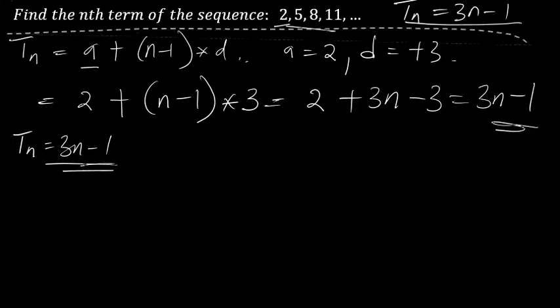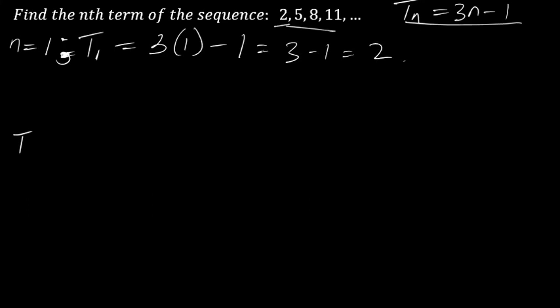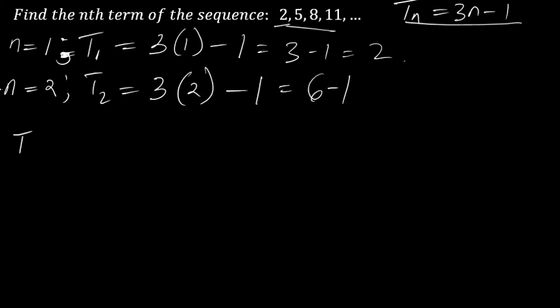Now let's delete the whole of this. Let's verify the nth term. For n equal to 1, which is the first one, the first term is 2. So t subscript 1 will be 3 times 1 minus 1, which is 3 minus 1, which is 2. Let's look at the second term, t subscript 2. It's 3 times 2 minus 1. 3 times 2 is 6, minus 1 is 5. So the second term is 5.